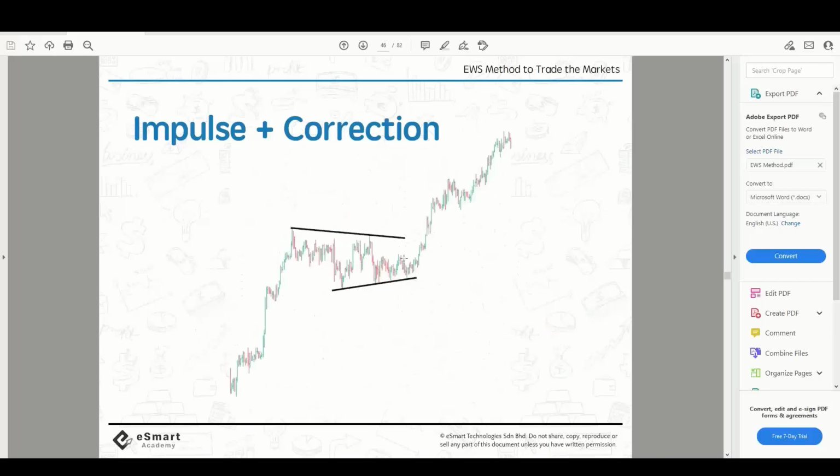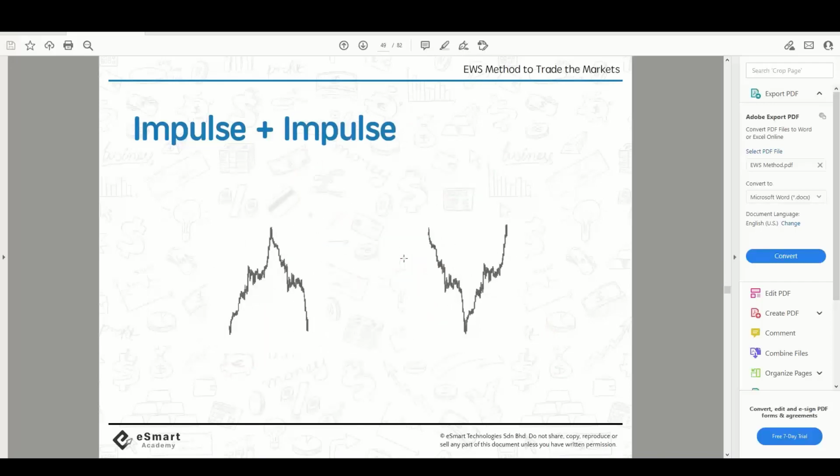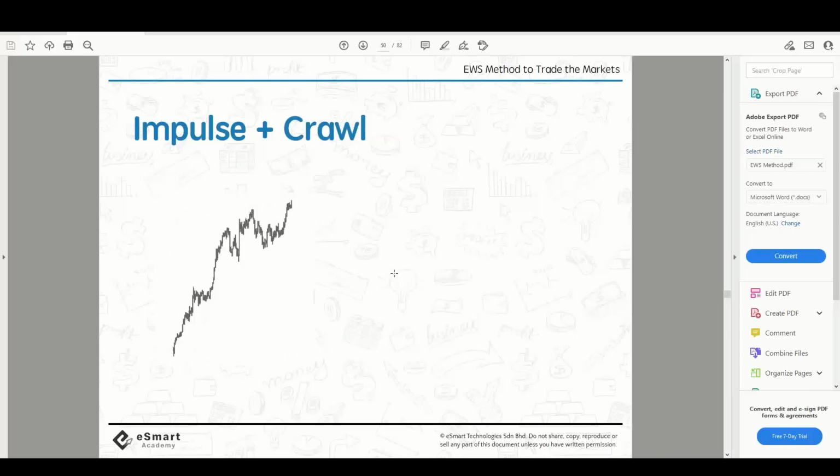The second combination here we have is two impulses, which is a V-shaped formation. Whenever you see something like that, you just basically avoid it. Don't trade it first. This is pretty straightforward. The third one here we have is basically an impulse plus crawl.